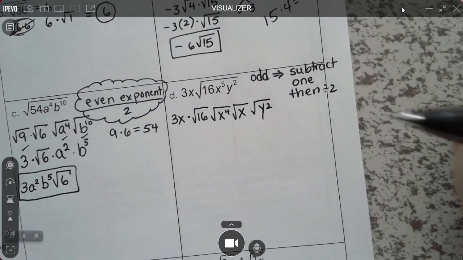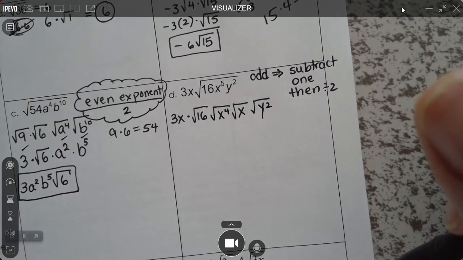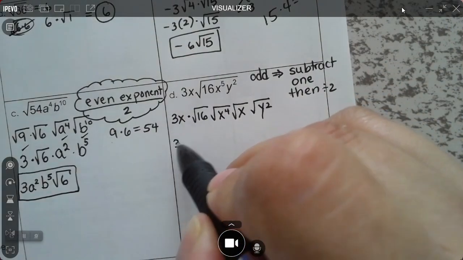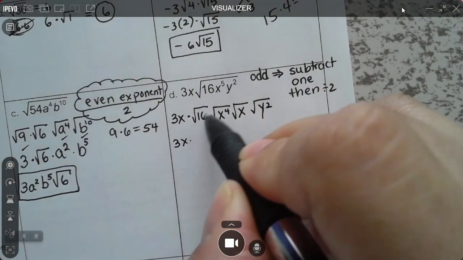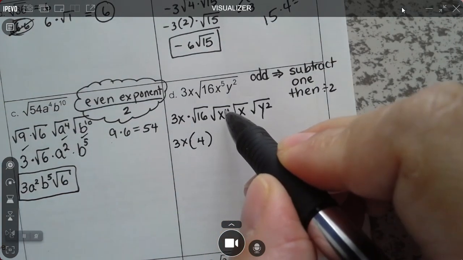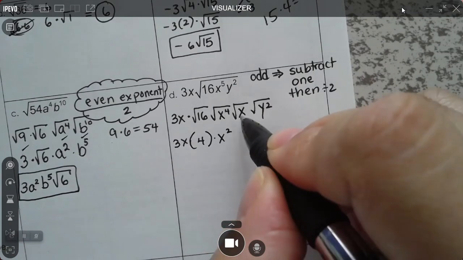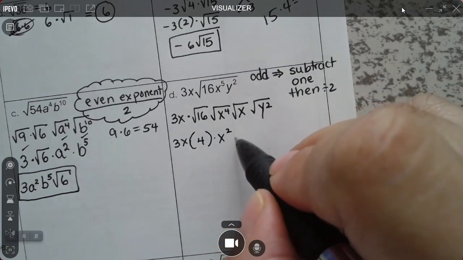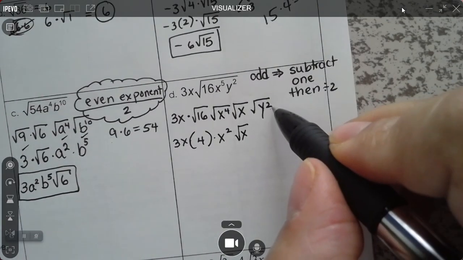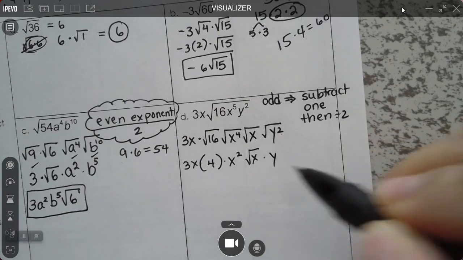So this is how your brain should be compartmentalizing. Right, ready to clean it up? So 3x is just 3x. Square root of 16 is 4. This is even. What's 4 divided by 2? There you go. This is odd, so we can do nothing. But this one is even, so we can divide by 2. What's 2 divided by 2? Okay.